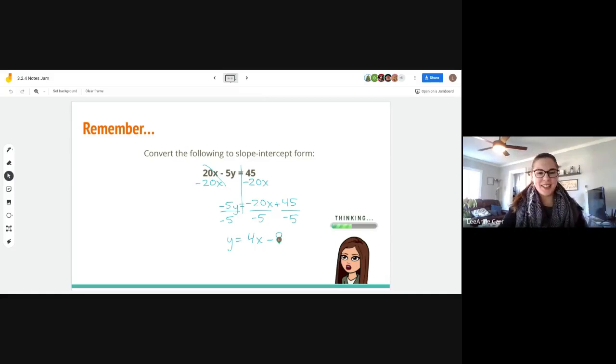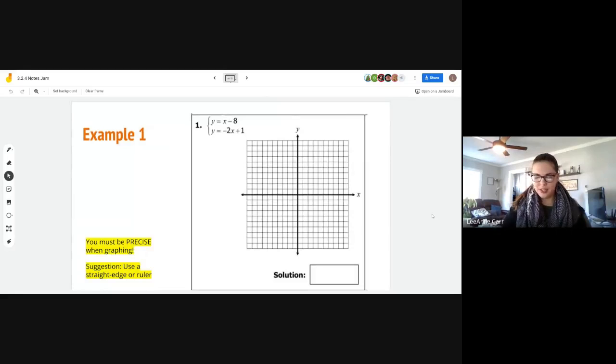Good catch. Awesome. So this is a skill that we're going to use quite frequently today. If something isn't given to you in y equals mx plus b, you might have to rearrange a little bit to get it to look like that. All right, so here we go. We're going to jump right into our first example.